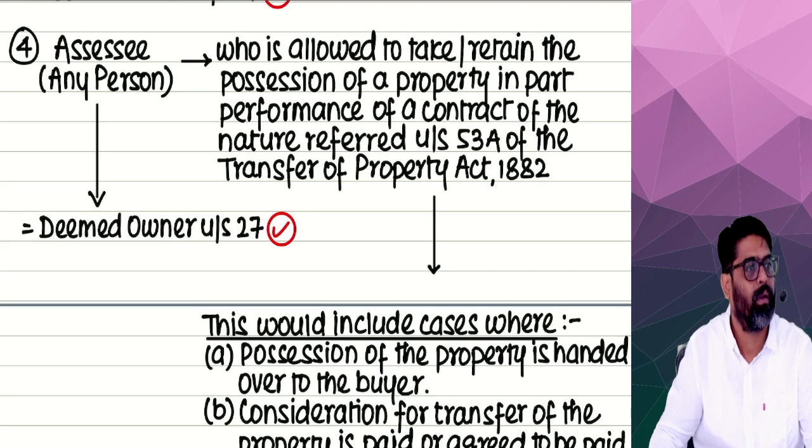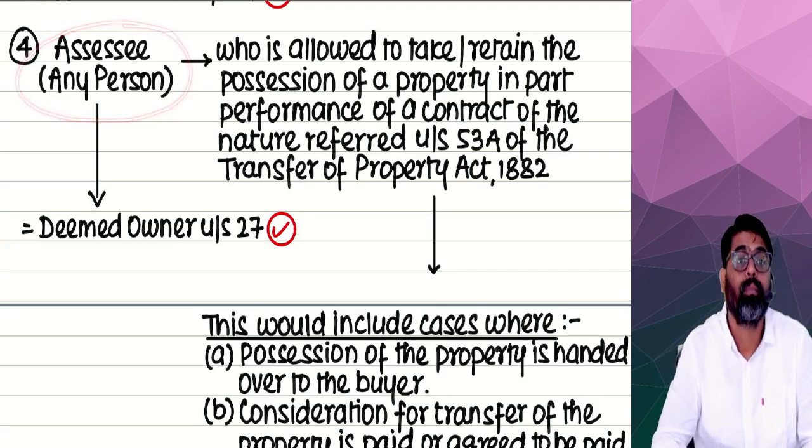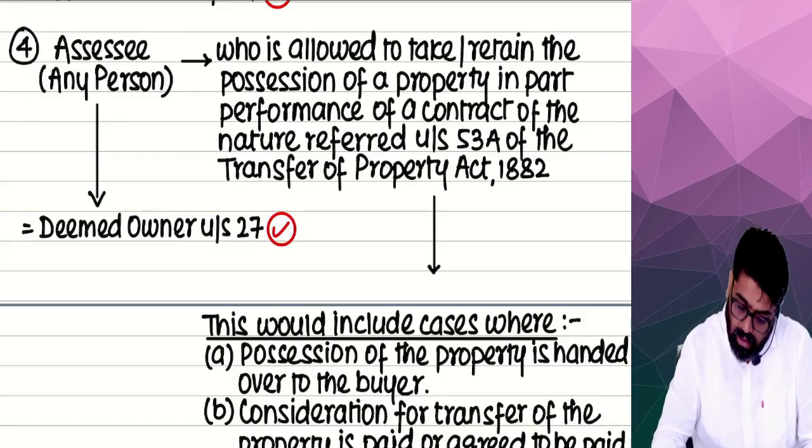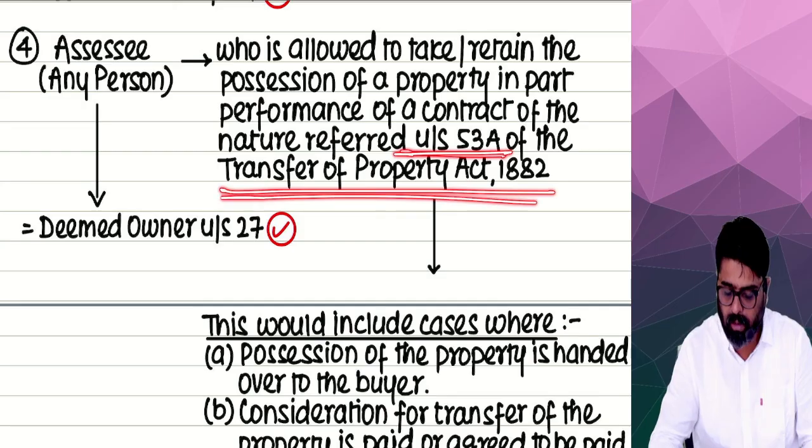Getting my point, everyone? So, are you an assessee? Have you taken the possession of the property in part performance of a contract of the nature referred in 53A of Transfer of Property Act? What is section 53A of Transfer of Property Act?